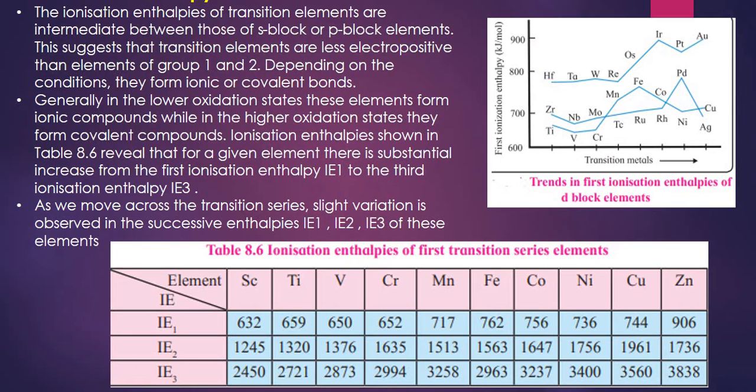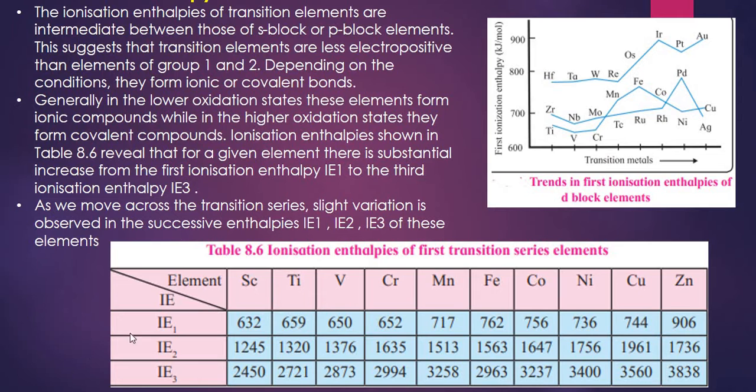Ionization enthalpies of transition elements are intermediate between the s block and p block elements. This suggests that transition elements are less electropositive than the group 1 and group 2 elements, and depending upon the condition they form ionic or covalent bonds. Generally, in the lower oxidation states, these elements form ionic compounds, while in higher oxidation states they form covalent compounds.